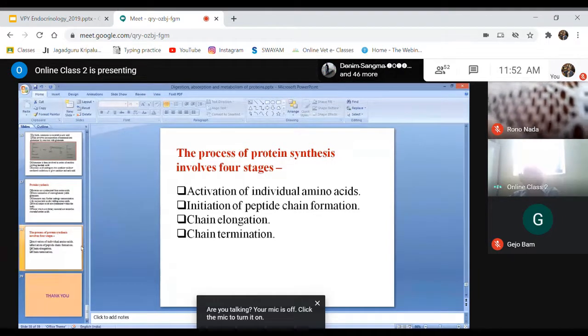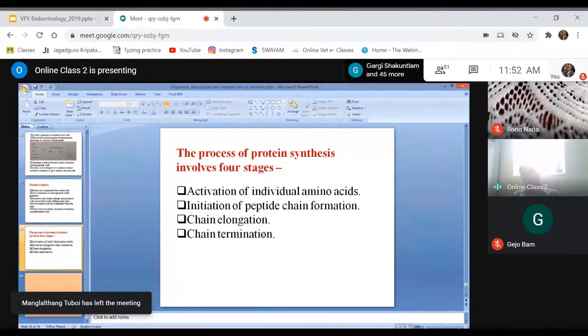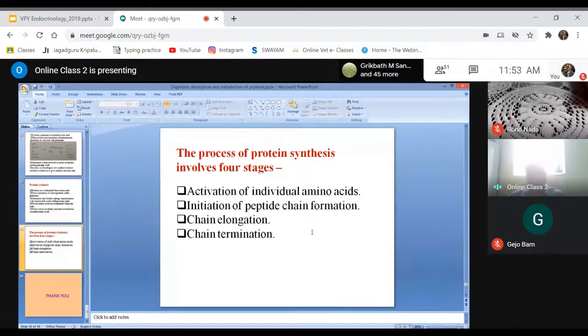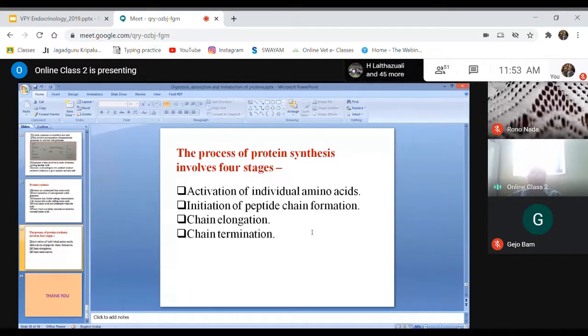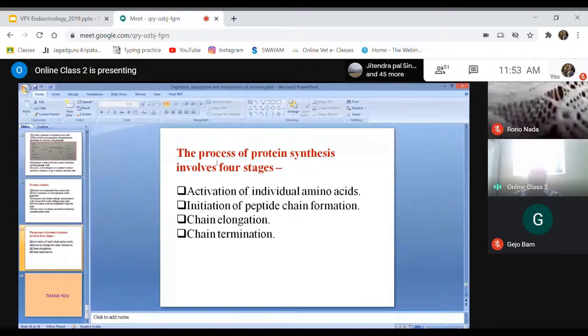So this is all about the digestion, absorption, and metabolism of protein in non-ruminant animals. So here you remember protein digestion. In the mouth there will not be any digestion of protein, because there will not be any release of proteolytic enzyme in the mouth of non-ruminant animals.